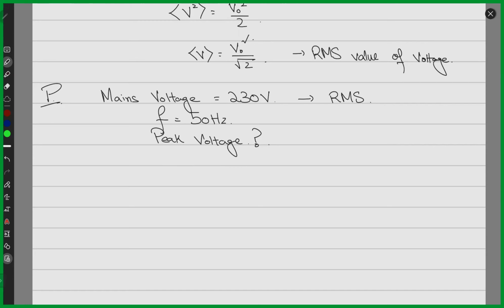So V naught, from the equation V average equals V naught by square root 2, says that the peak voltage V naught is the product of square root 2 times the root mean squared value of voltage. This thing is the RMS value. If I multiply this with the square root 2, the voltage that I get is 325 volts. This is the peak voltage.